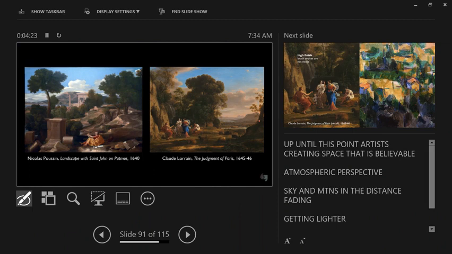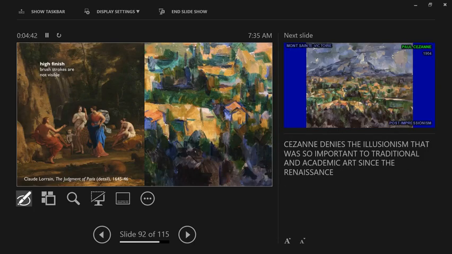And my notes here say, up until that point, artists have been creating space that is believable. The atmospheric perspective, as things go back into the distance, they get lighter and lighter. And the sky and the mountains in the distance are fading away. And that helps make things look like they're far away. Cézanne denies the illusionism that was so important to traditional and academic art since the Renaissance.